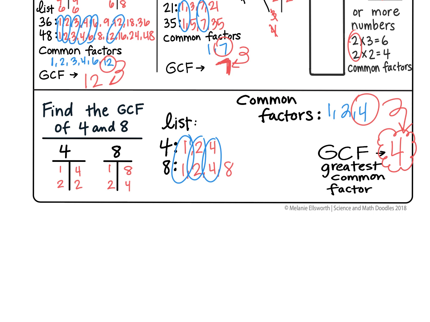All right, here's what I have. You should have something similar. I have 1 and 4 in my factor tree, 2 and 2 for my product of 4. And then for 8, I have 1 and 8, 2 and 4. I list them out. I have 1, 2, and 4 for 4, 1, 2, 4, and 8 for 8. I circled all of my common factors and I listed them out and noticed that my greatest common factor that they have in common is 4. Okay.